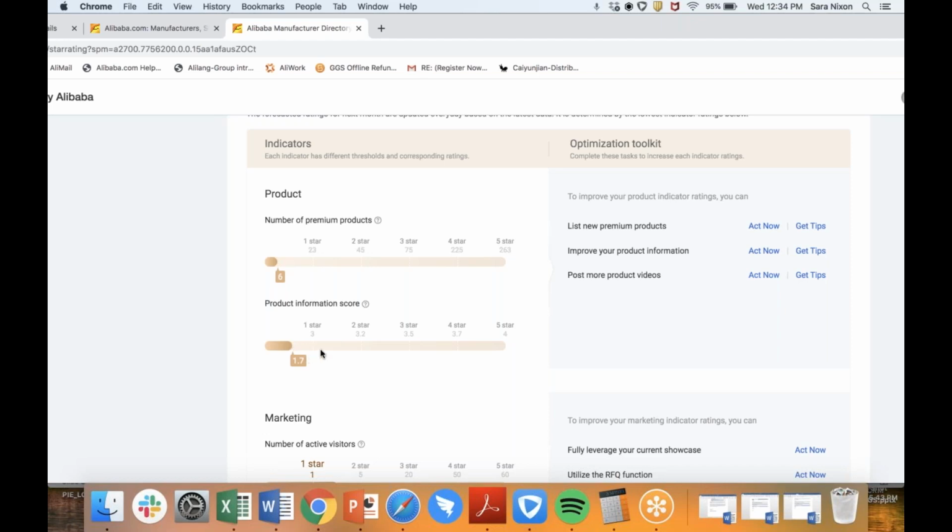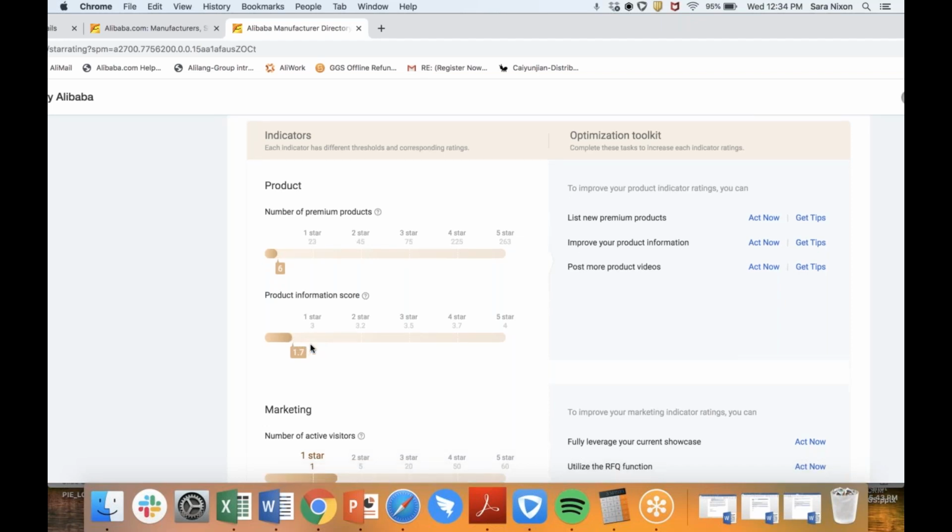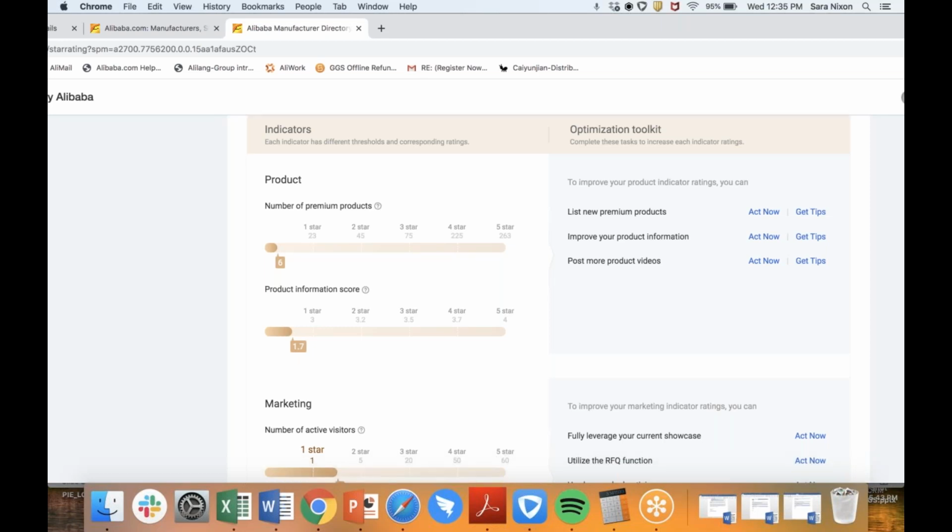So you can see in my account, right, that I am below a 1-star. I need to have an average of 3 in order to get to a 1-star. So I would know looking at this that I need to go in, maybe add more images, add more product details if I wanted to bump that up.